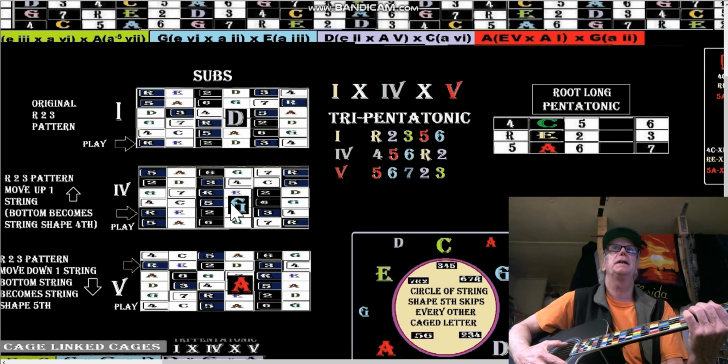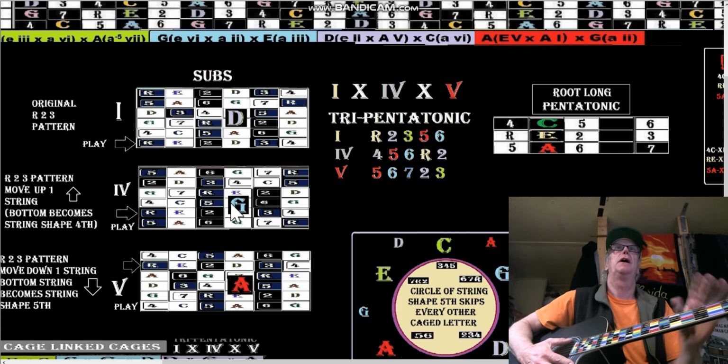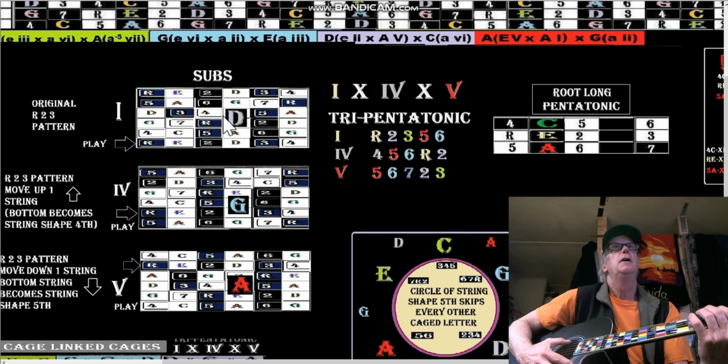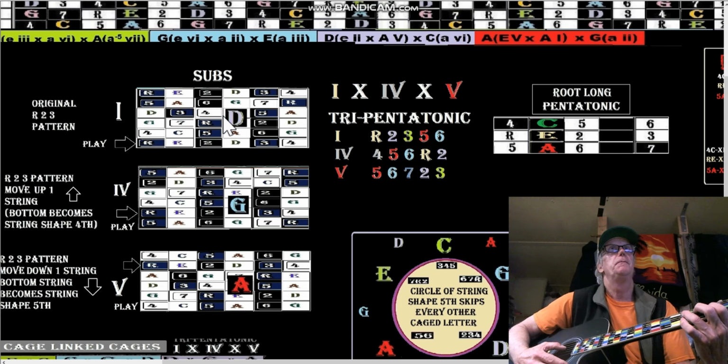Okay, so let's try that again. Okay, so we're done with the long pattern. Now we're going to finish off with the G shape. All right, so let's try the root first. Root 2, 3, root 2, 3, 4, 5, 6. We're going to finish off with the G shape, a D shape.